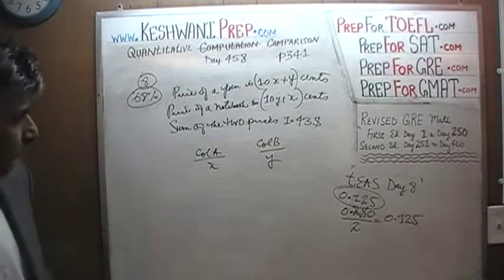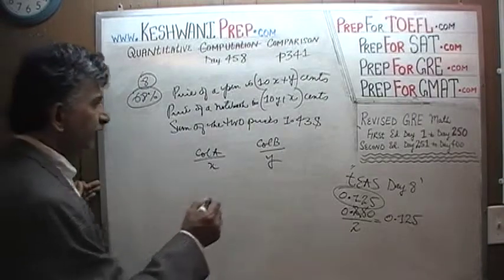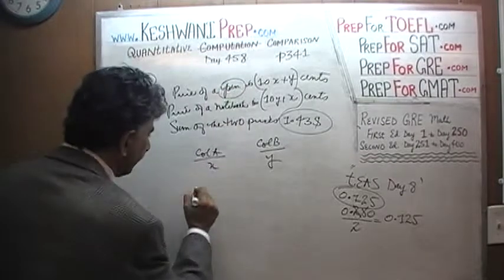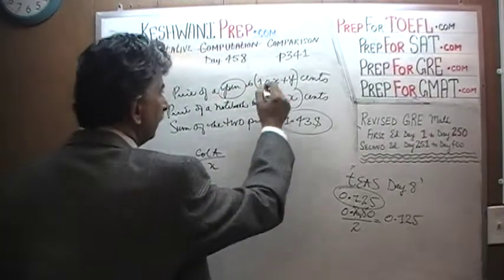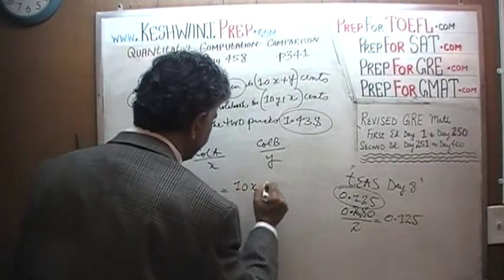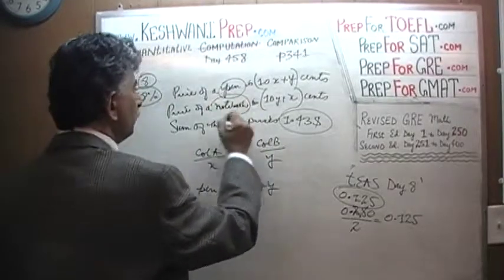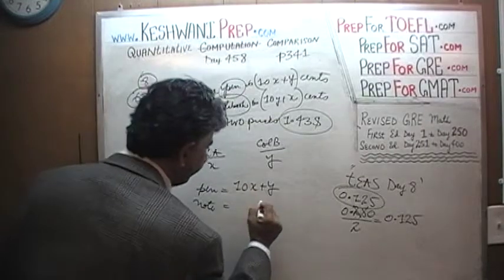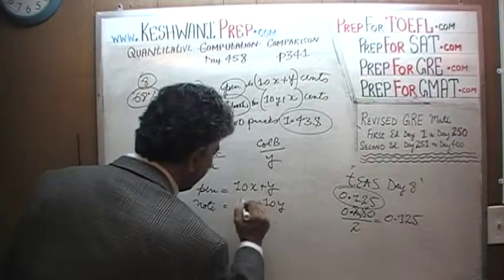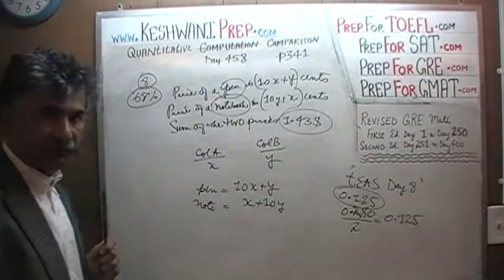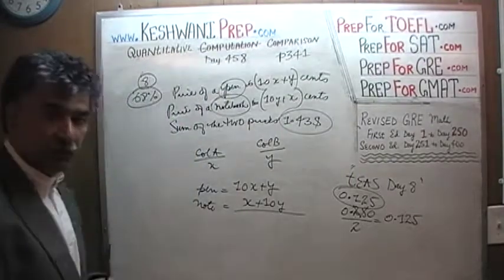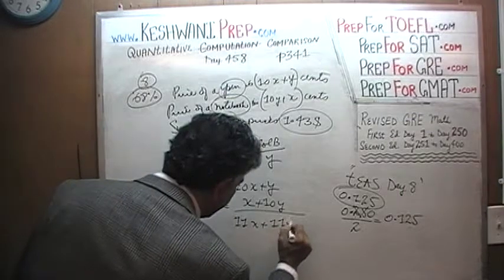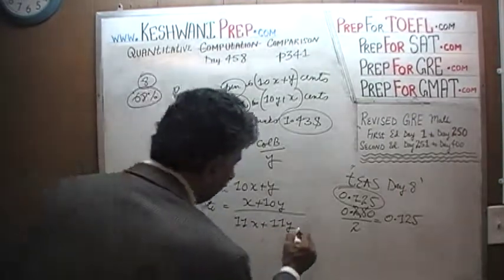Here we go. The sum of the prices, we are told, is $43. The pen equals 10x plus y. The notebook, we are told, is 10y plus x. If we add up the two prices, we get 11x plus 11y.